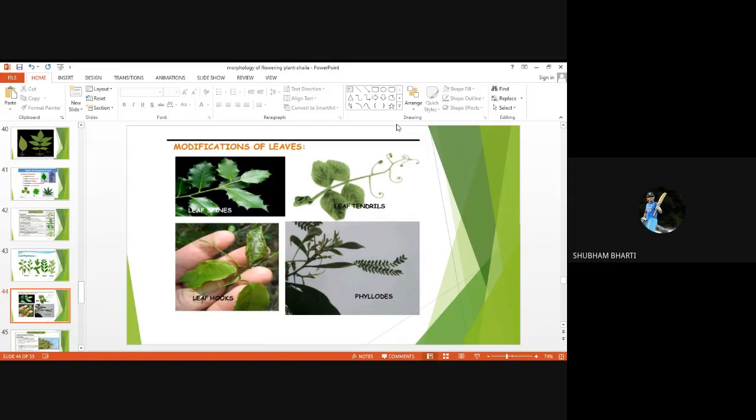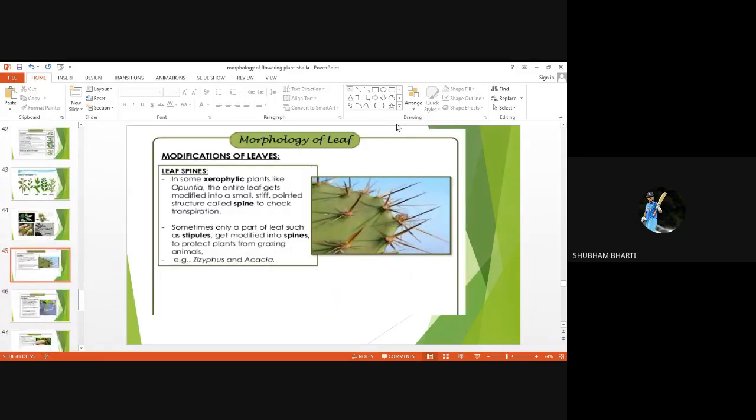So next point is the modifications of leaf. Modifications of leaf: spines. इसमें हम क्या क्या देखने वाले हैं, leaf spines, leaf tendril, leaf hooks, and phylloid. The principal function of leaf is to synthesize food by the process of photosynthesis. Besides it, it also brings about transpiration. The leaves may undergo modification to perform special functions. The first modification is the leaf spines.